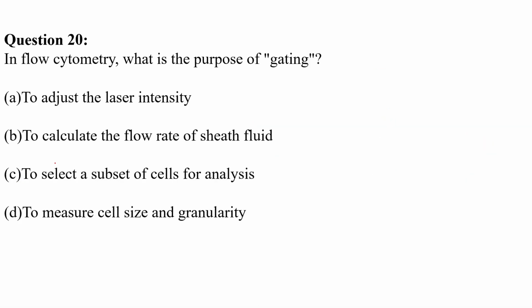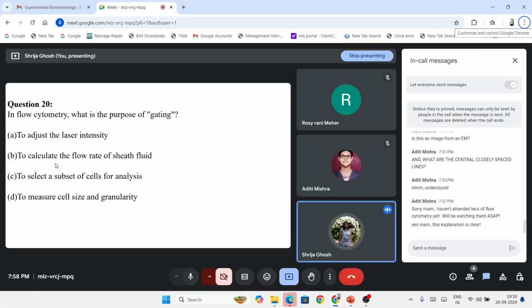Moving to the next question, this is again about flow cytometry. In flow cytometry, what is the purpose of gating? I'm assuming since you haven't watched the whole flow cytometry video, it would be difficult. Rosie, do you know the answer? What is the purpose of gating? Option A, to adjust the laser intensity. Option B, to calculate the flow rate of the sheath fluid. Option C, to select a subset of cells for the analysis. And option D, to measure cell size and granularity.